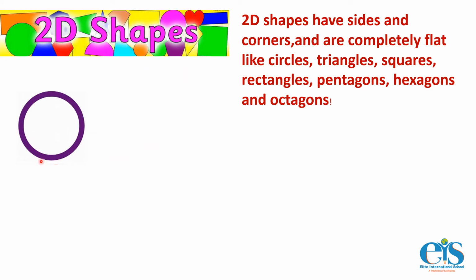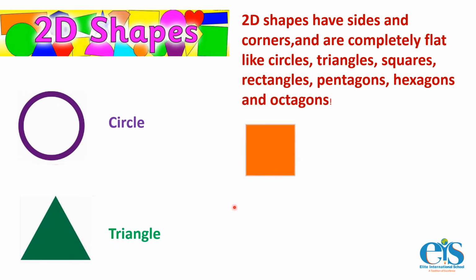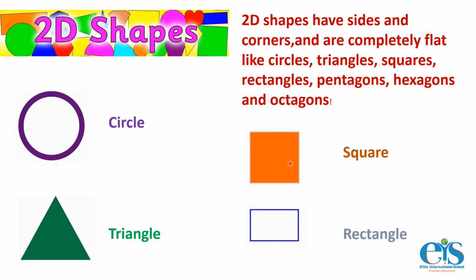This is the shape of a circle. This is a triangle which has three sides. This is the shape of a square which has four equal sides. This is the shape of a rectangle where opposite sides are equal.